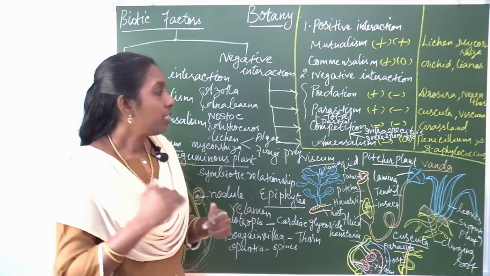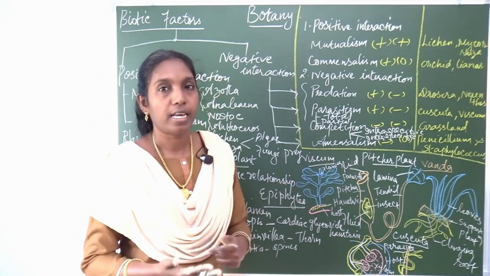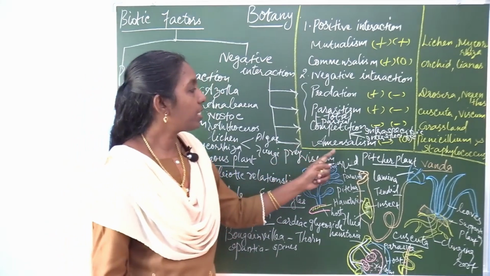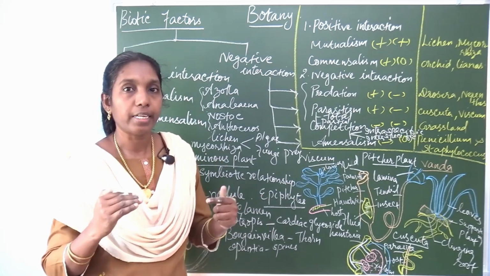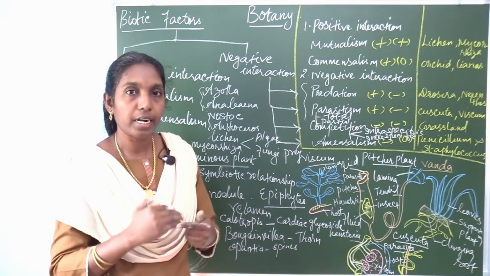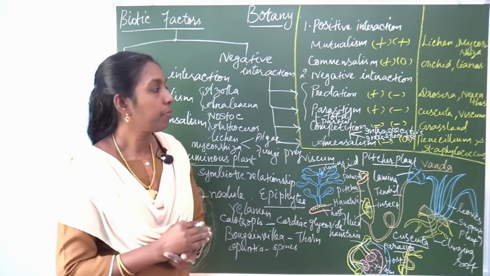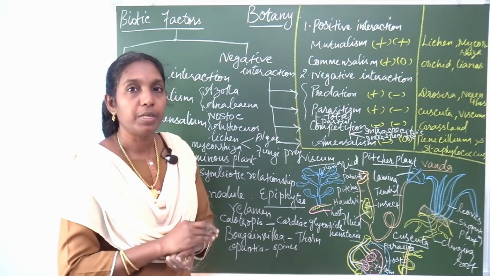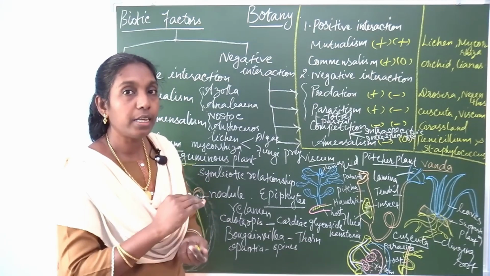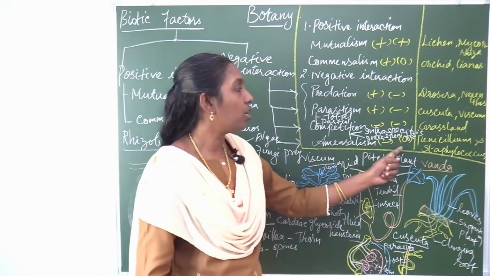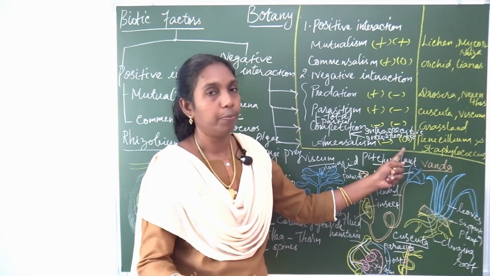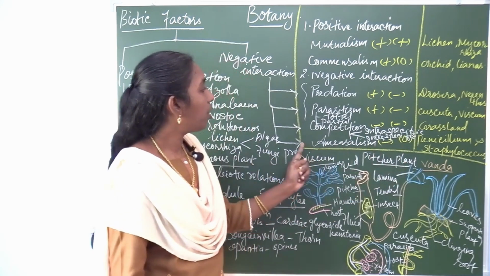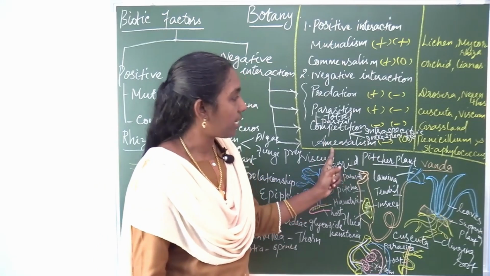Then another negative interaction is called Amensalism. Amensalism is the interaction between two different species. One is inhibited by the other, and the other is neither harmed nor benefited. That type of relationship is called Amensalism.